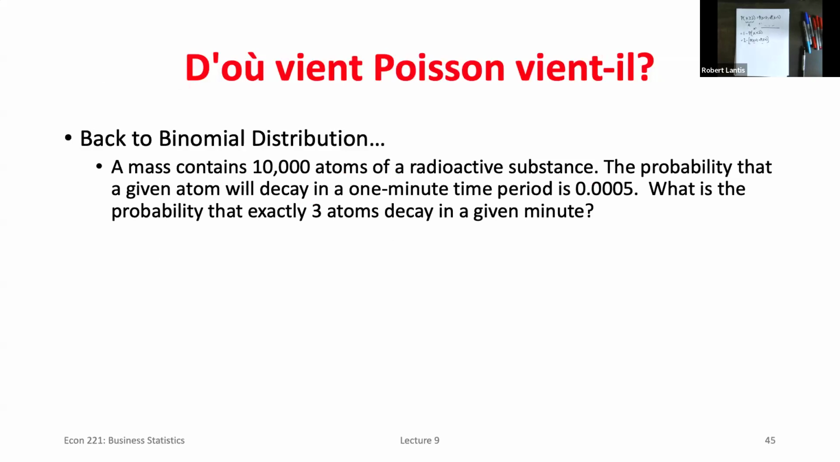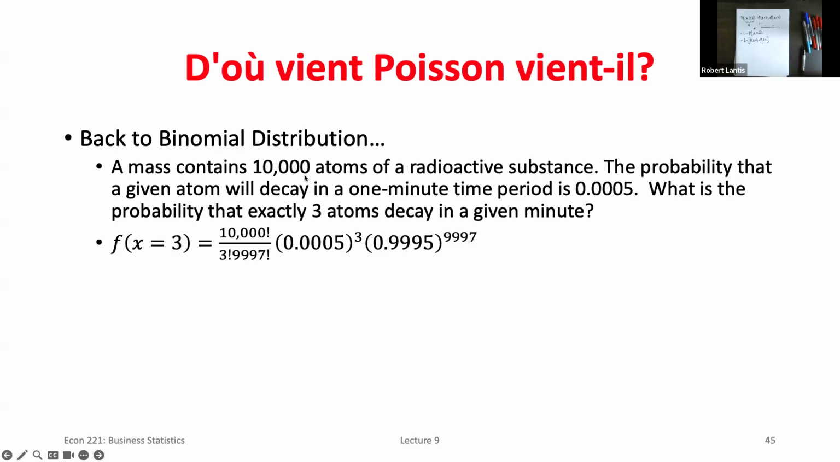I want to tie the Poisson to the binomial, because I think it's interesting to give you an example. Let's say I've got 10,000 atoms. I know that the probability that one of these atoms decays over a minute is about 0.0005. Over the next minute, what's the probability that 3 of these 10,000 atoms decay? It's going to seem stupid to set up for a while, but stay with me.